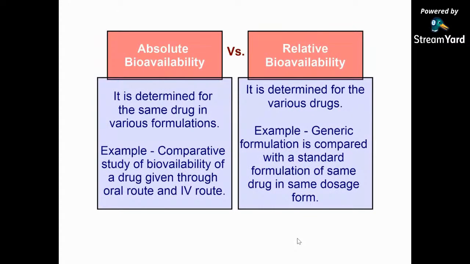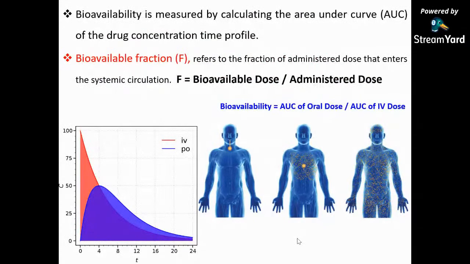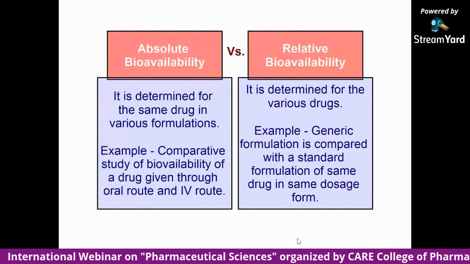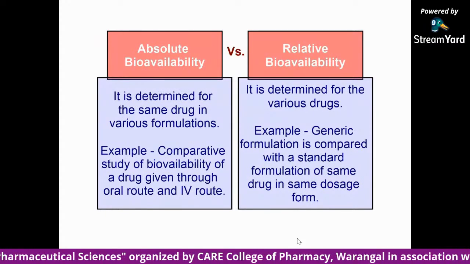And there are two types of bioavailability, absolute and relative. Bioavailability, as I mentioned before, is measured by calculating the area under curve of the drug concentration time profile. And absolute bioavailability is determined for the same drug in various formulations. Example, comparative study of bioavailability of a drug, may it be aspirin or ibuprofen or paracetamol, any drug given through the oral route and intravenous route. So it is determined for the same drug, but in different formulations, may it be the tablet or IV. I repeat, absolute bioavailability is determined for the same drug, but in various formulations.